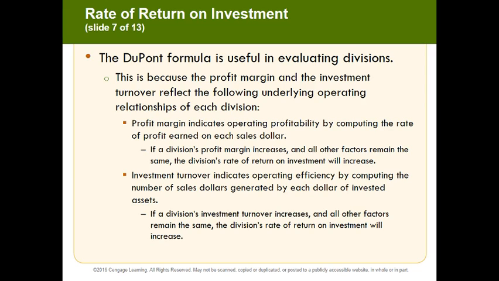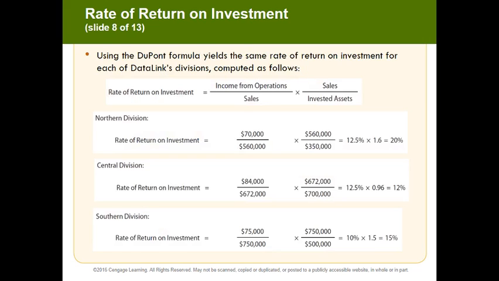The investment turnover indicates operating efficiency by computing the number of sales dollars generated by each dollar of invested assets. If the investment turnover increases, and again, all other factors remain the same, the division's rate of return on investment will increase. So we can look at it from, just like I said, a little bit of a skewed way, but this is actually a very preferred formula. So using this formula for the three divisions, we yield 20% for the Northern Division, 12% for the Central, and 15% for the Southern.